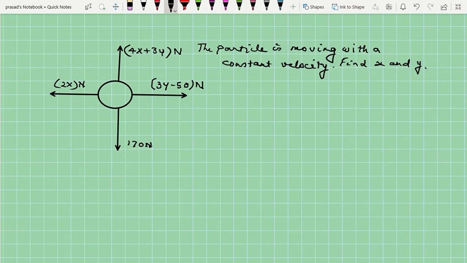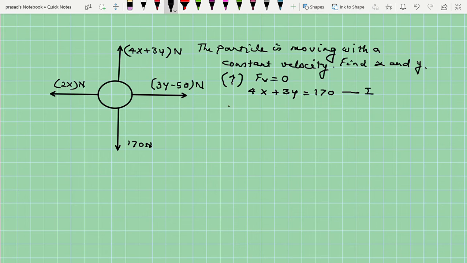And since there is no acceleration, there is no resultant force acting on the particle. That means vertically as well as horizontally, the forces are balanced. So, if I consider the vertical direction, that means resultant force in the vertical direction is 0 because the forces are balanced. So total force acting vertically upward 4x plus 3y Newton is balanced by total force in the downward direction 170 Newton. So I am getting one equation here.